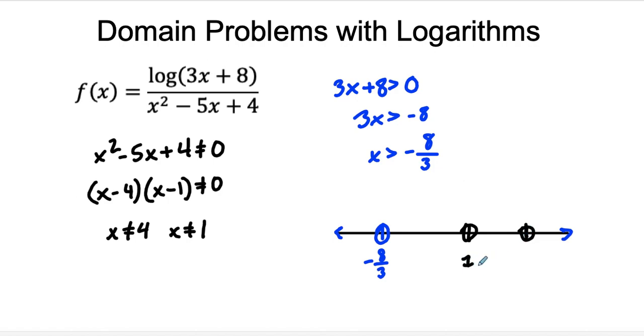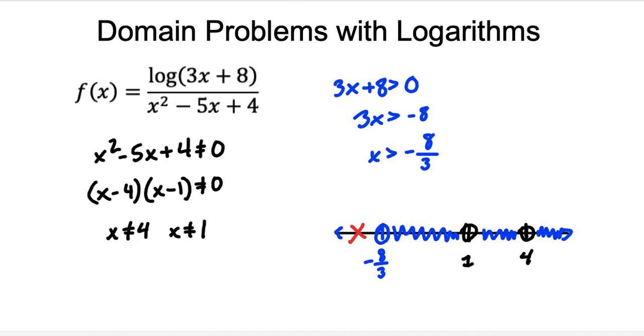So that means that the function is not defined, or there's a break in the domain, at 1 and 4. And remember, this number has to be greater than negative 8 over 3. So what does that do? Well, that cuts out everything over here. So now you're just left with this area with breaks at 1 and 4.